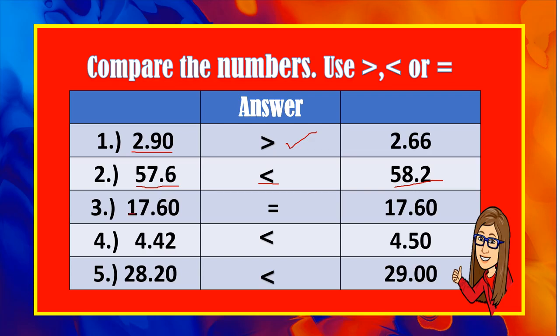Next, 17.60 is equal to 17.60. Correct. Very good. How about number 4? We have 4.42 compared to 4.50. So 4.42 is lesser than 4.50. Very good. Next, our last number, we have 28.20 compared to 29. So 28.20 is lesser than 29. Very good. Your answers are all correct.